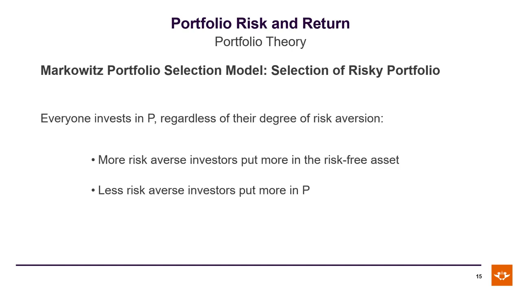Now, in this selection process, the assumption is made that everyone invests in the same risky portfolio P, regardless of their degree of risk aversion. Their risk aversion or risk appetite is taken into consideration when they combine it with the risk-free asset. So the more risk averse an investor is, the more they will put in a risk-free asset, and the less risk averse they are, the more they will put into the risky portfolio P.